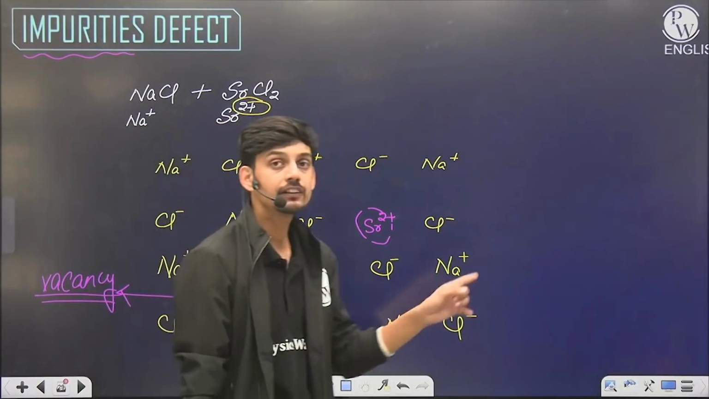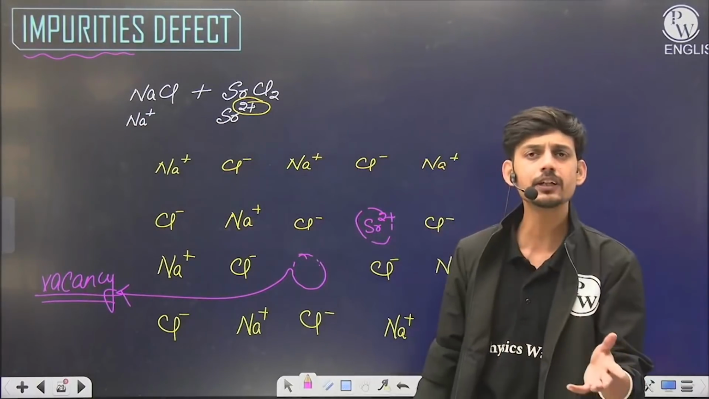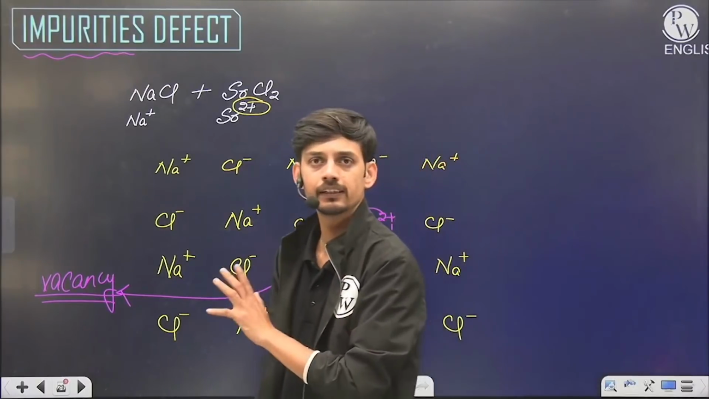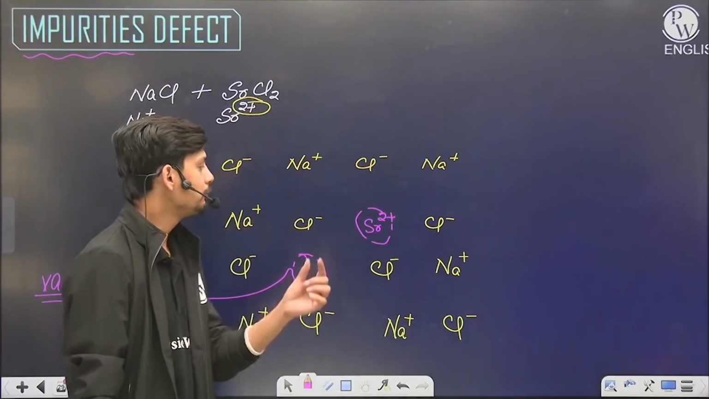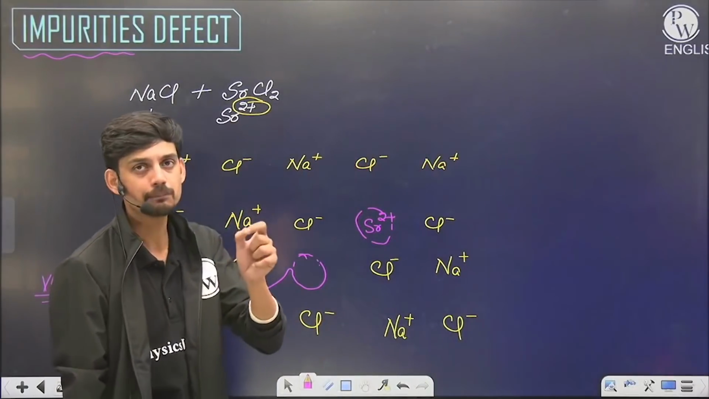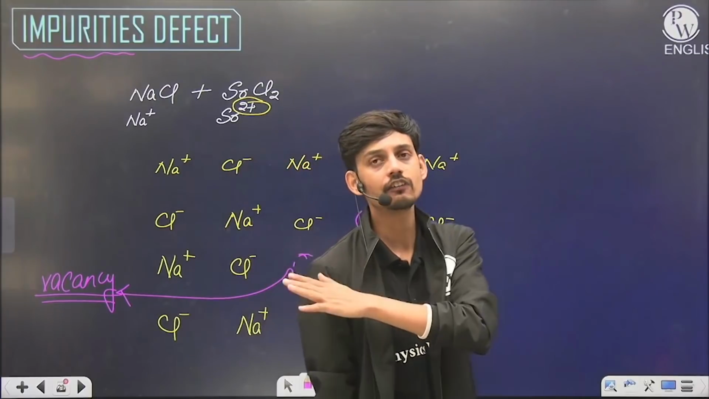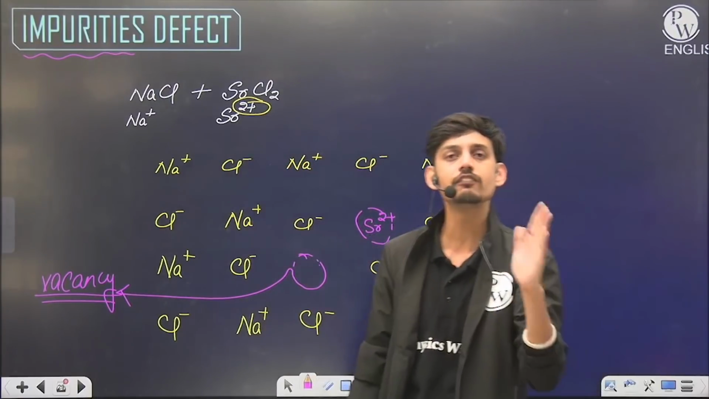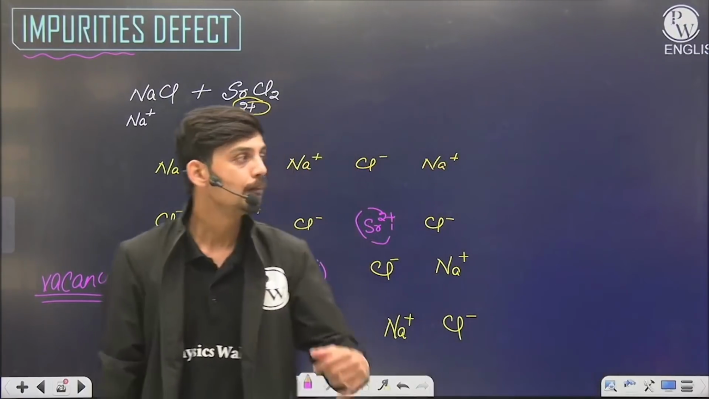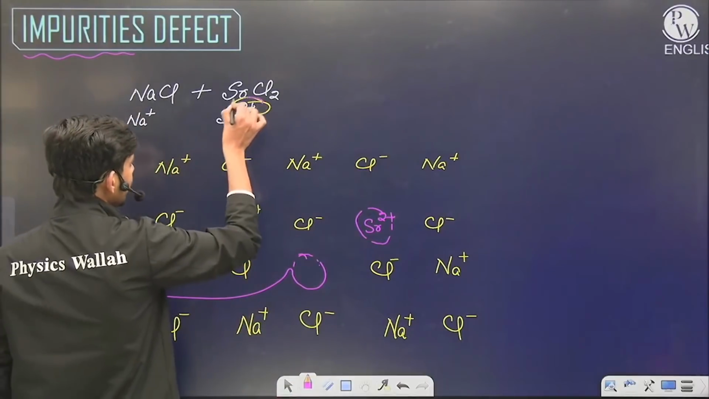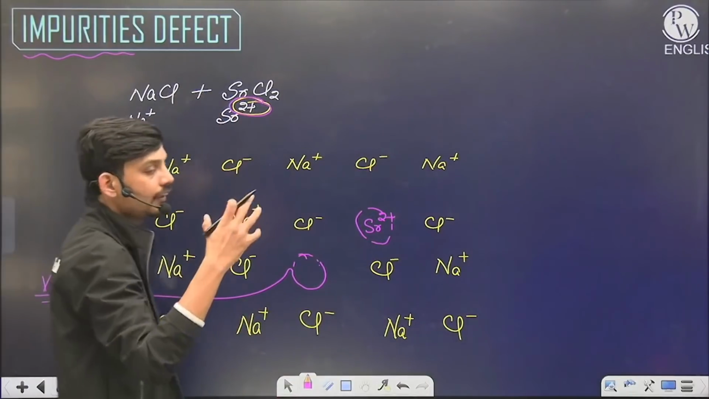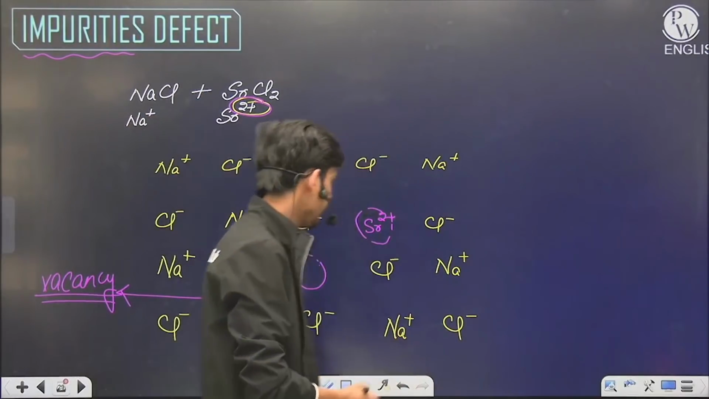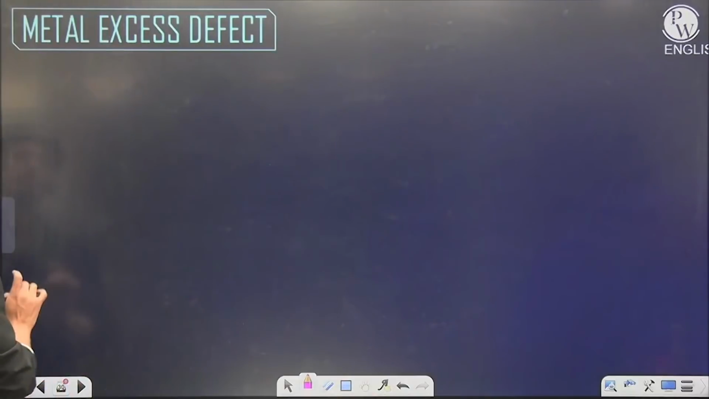If I dope it with potassium ion, potassium has the same valency as Na plus. So potassium would not create any vacancy, because 1 Na plus will be removed, and instead of this Na plus, there will be the presence of K plus ion. So on the basis of impurity charge and other things, the number of vacancies can be changed.